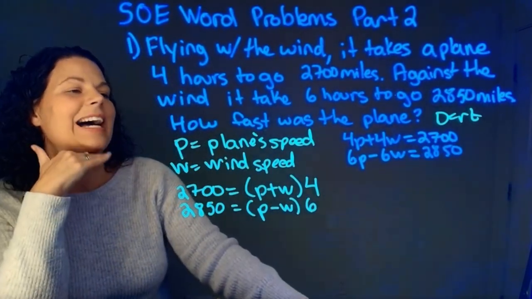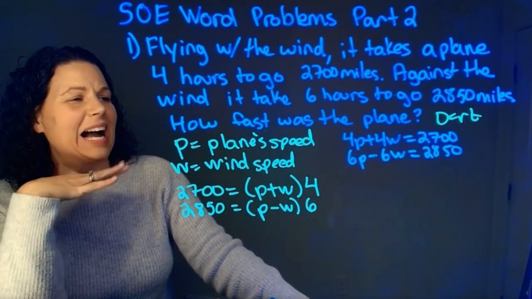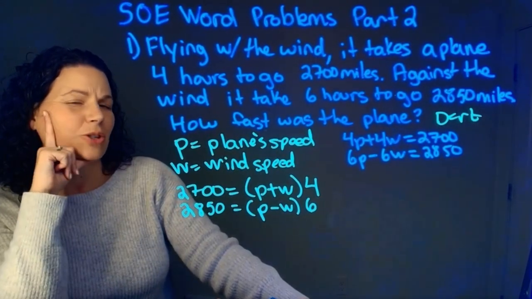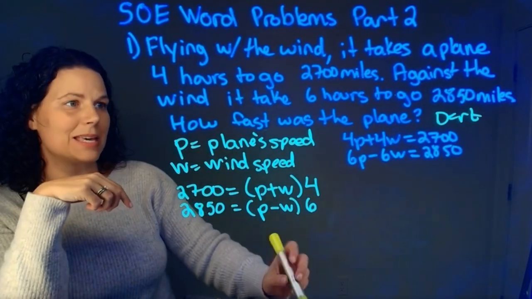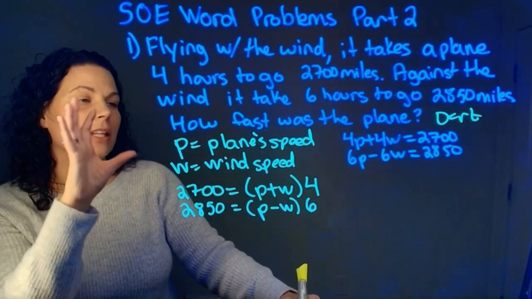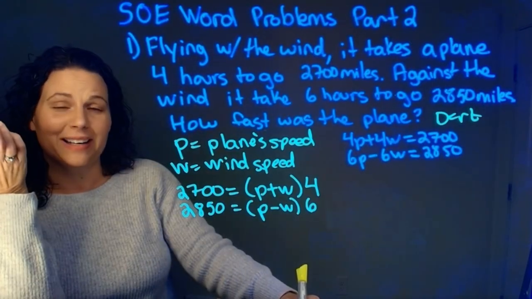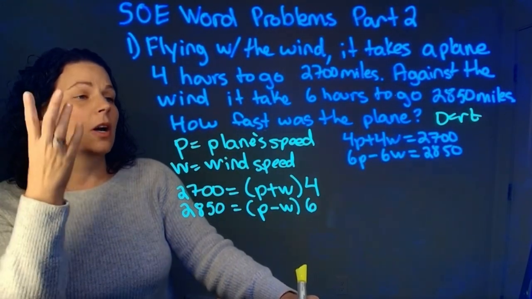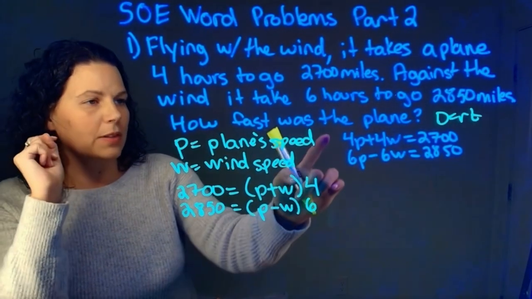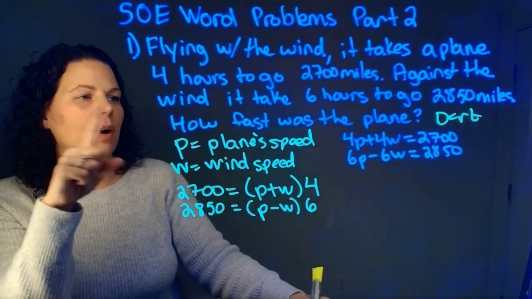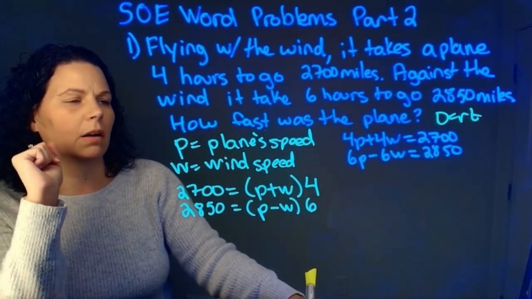Now, I have to decide, do I want to solve this by substitution? I might get fractions. I'm going to try to avoid that. Or do I want to solve it by elimination? Maybe, because the W coefficients have opposite signs, so I can multiply to get them to have the same number. I'm looking at 4 and 6. I could multiply the top one by 6 and the bottom one by 4. It would work, but I'm not going to do that. My numbers will be bigger.